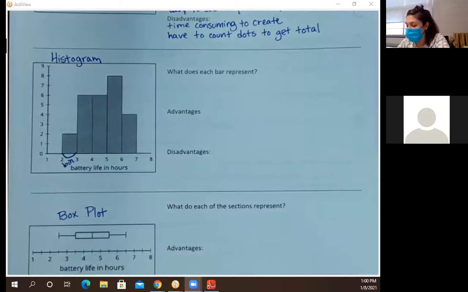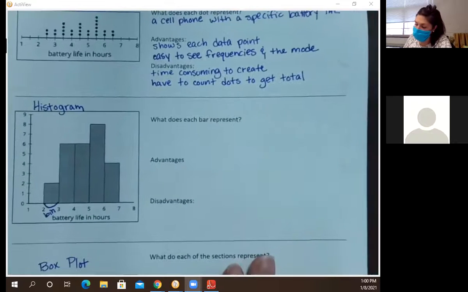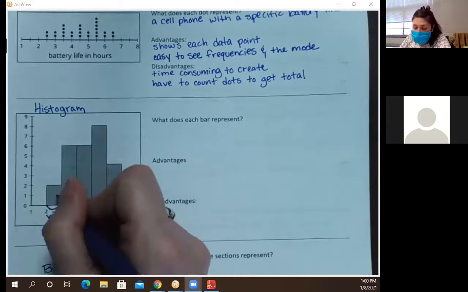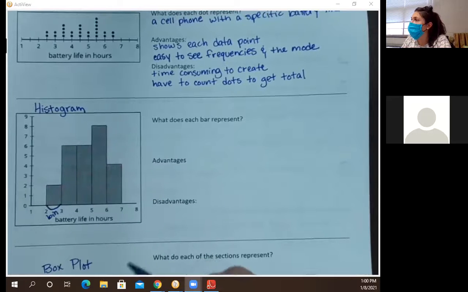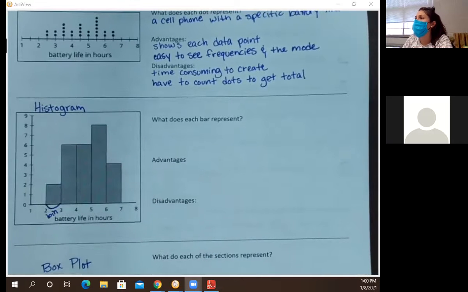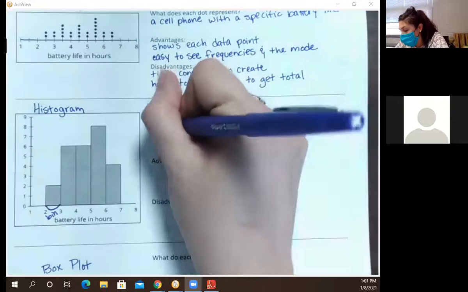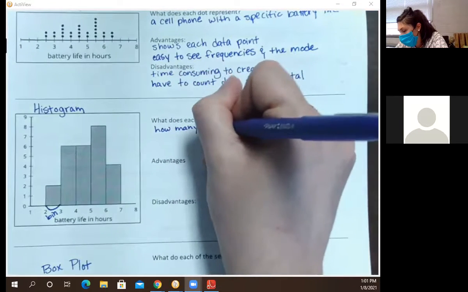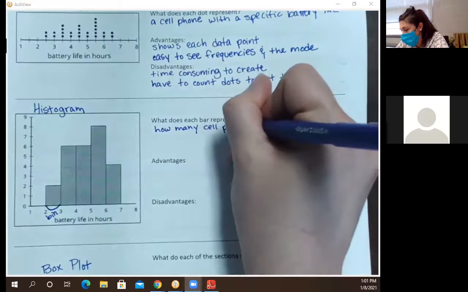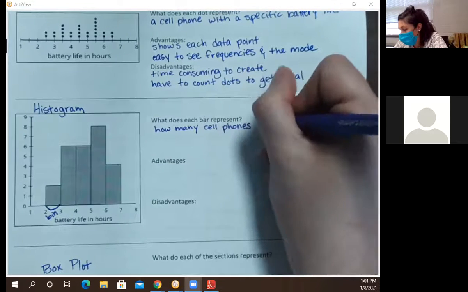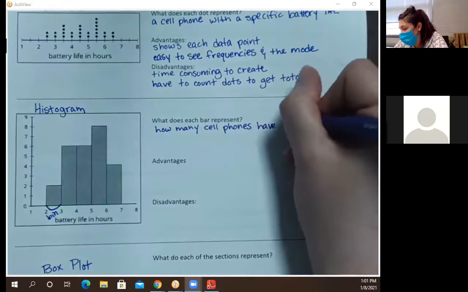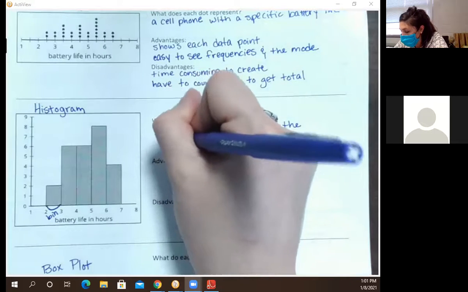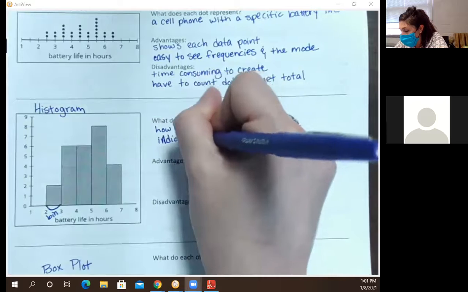So that's important to know. Each of these bars shows me how many cell phones fall into that bin, fall into that range that I've described. How many cell phones have the indicated battery life?